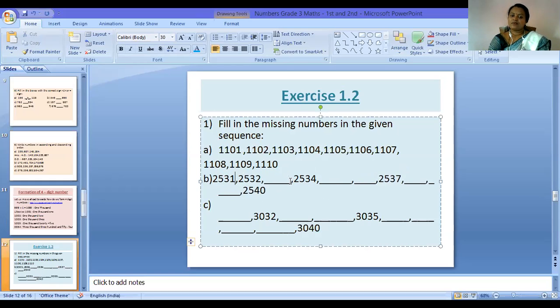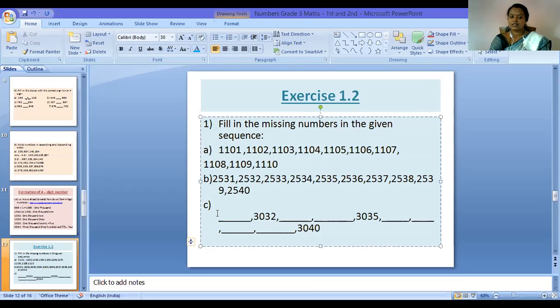2531. After 2532, we have 2533. After 2534, we have 2535. The next number after 2535 is 2536. The next number after 2537 is 2538. The next number that comes after this is 2539. And finally, we have 2540.